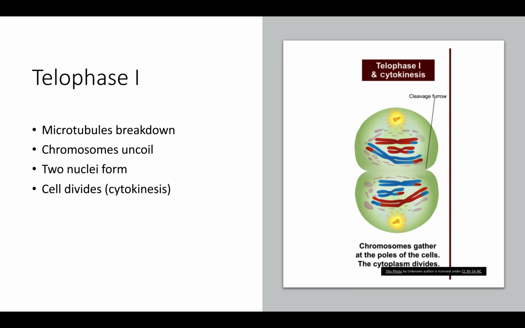So after meiosis 1, we have two cells. But we are not done yet, because we have to go to meiosis 2, okay? During meiosis 2, this is when we start to form those 4 new cells, okay?